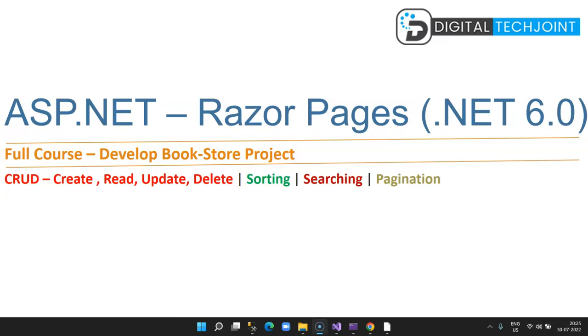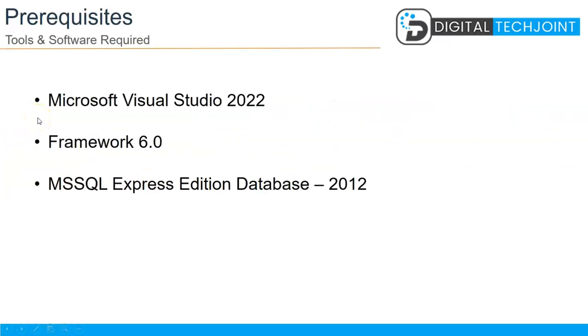Before we get into the practical part of this project, let us go through certain slides quickly and then hit the project and do the practical sections. So what are the prerequisites? What is required for the project? We are going to use Visual Studio 2022, .NET Framework 6.0, and we are using Microsoft SQL Express Database 2012.